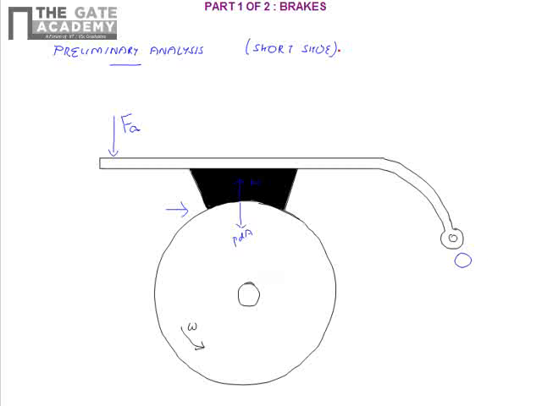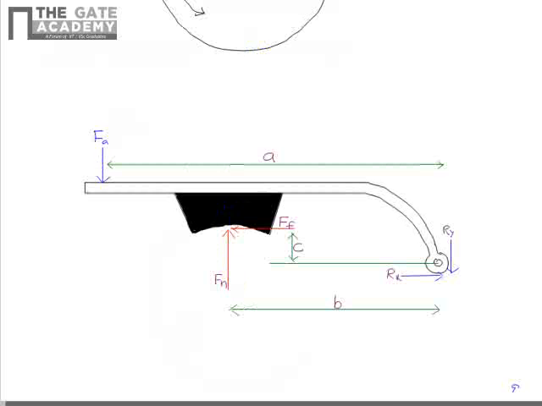Now to analyze this, we'll draw the free body diagram of the brake shoe and show all the forces acting on it. This is the free body diagram of the brake shoe separately; the wheel is not considered here. As I have told earlier, this is the actuating force which is applied at this point of a lever which is hinged about the point O here. This is a kind of hinged joint.